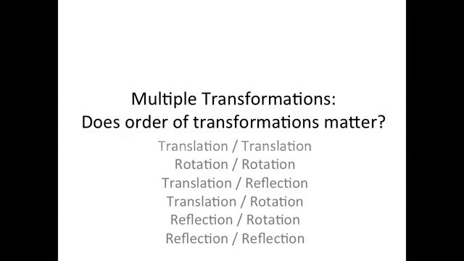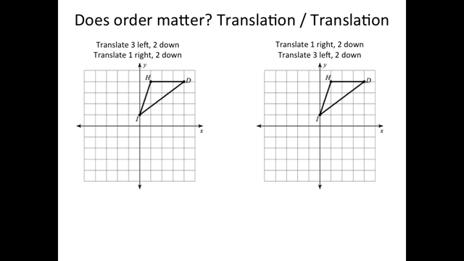So today, the first thing we're going to do is go over translation. In this example, there are 2 different translations. Go 3 to the left and 2 down, and 1 to the right and 2 down. In the first example, on the left, we're going to do 3 left and 2 down first. So I go 3 to the left and 2 down, mark my point, 3 to the left and 2 down, mark my point, 3 to the left and 2 down, mark my point, and there's my new triangle.